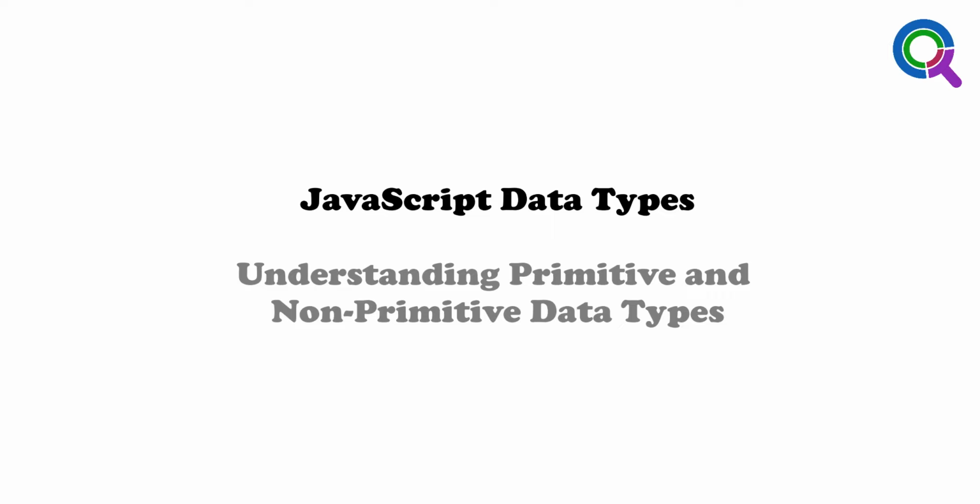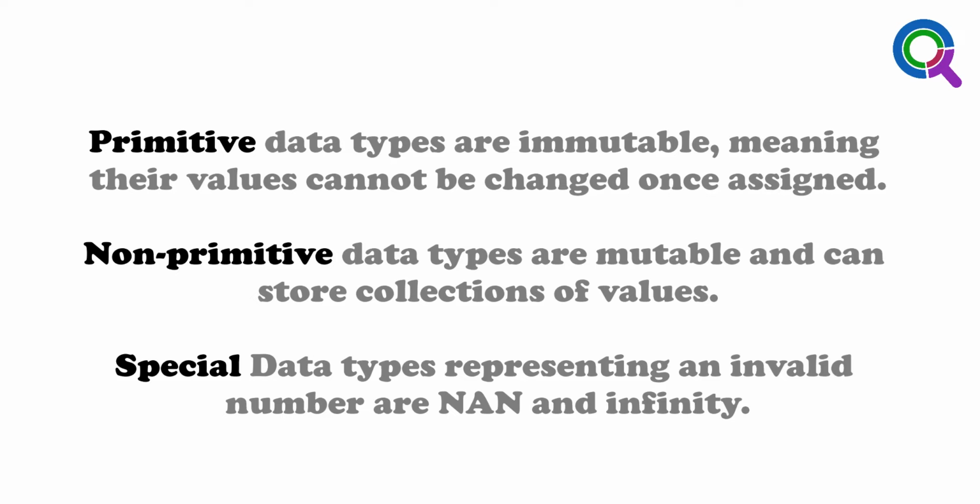In this video, we will cover the different data types in JavaScript, including primitive, non-primitive, and special data types. Understanding these is crucial for writing efficient JavaScript code. Let's dive in. Primitive data types are immutable, meaning their values cannot be changed once assigned. Non-primitive data types are mutable and can store collections of values. Special data types represent an invalid number like NaN or Infinity.